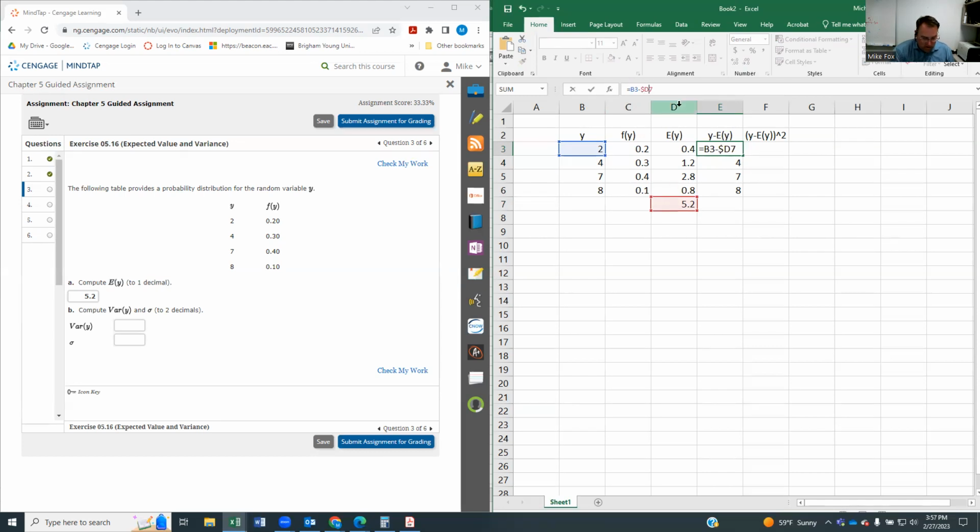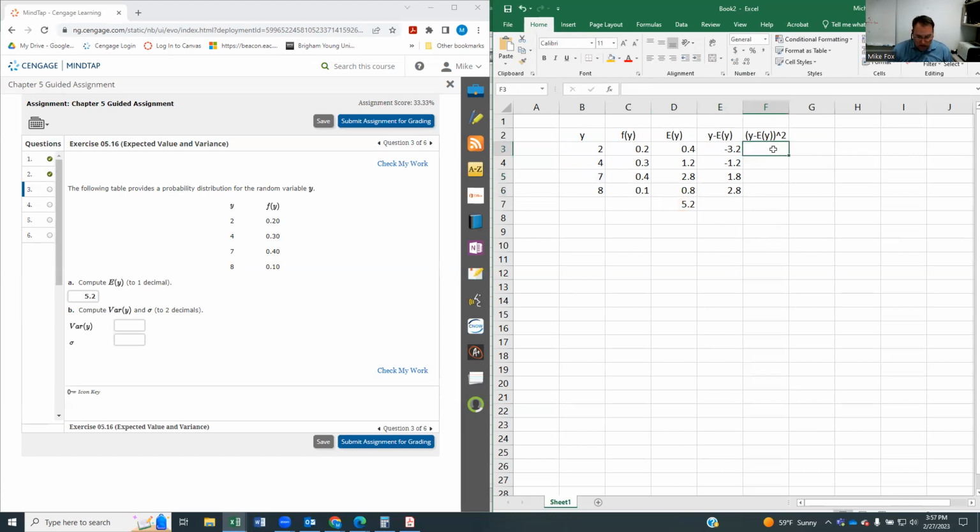And now that will tell Excel, hey, when I use the fill tool and fill down, you can still shift the value of y, but stay locked on this cell. And so now you can see it's 4 minus 5.2, 7 minus 5.2, etc. So that's what putting those $ does. It locks it in on that one cell.